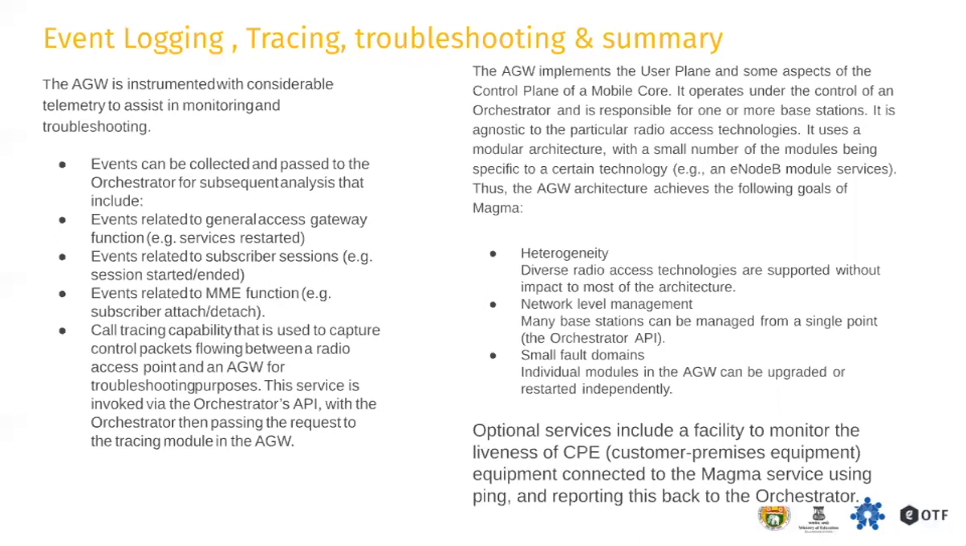Optional services, as you said, include the customer premise equipment. You can ping and you can get the details. So all of this event logging, tracing, troubleshooting is available to both the access gateway and the orchestrator, which works to provide us the level of confidence, site reliability or service reliability, which is essential for maintaining the five minutes of failure in a year type of telco cloud.